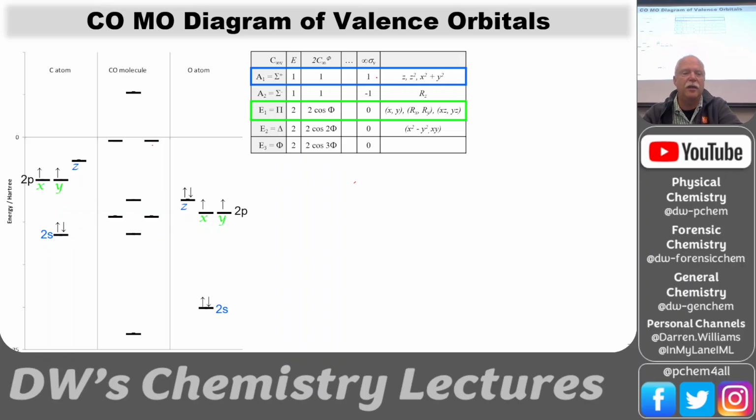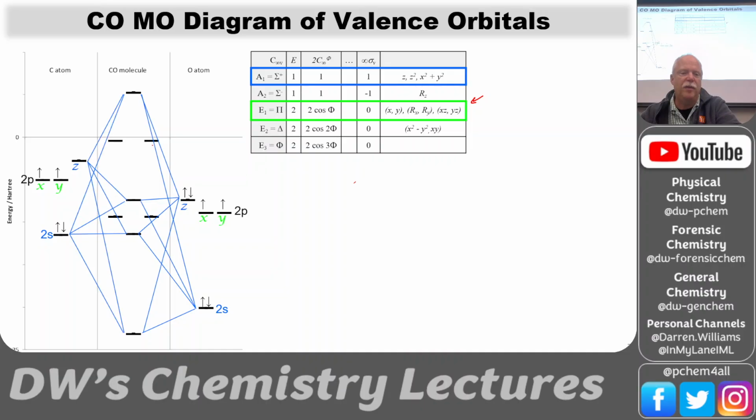Now it's color-coded. I've got the X and the Y. You see the green here. That's the E1 row of the character table. And then the A1 rows are the 2 S's, and so then we can mix those together. So the Z, the PZ, and the 2 S's are A1. So these on the oxygen side mix to form those 4, along with these. We come in with 4 atomic orbitals, 2 on each side, and so we make 4 molecular orbitals in the middle.